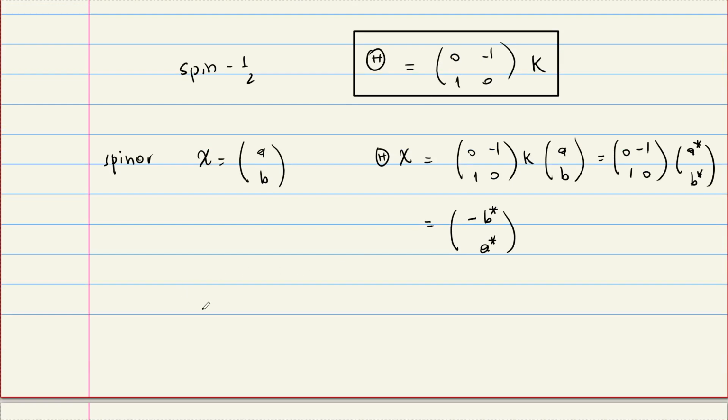Let's do the time reversal one more time. So theta squared chi is equal to, again, this 0, minus 1, 1, 0, K times this thing.